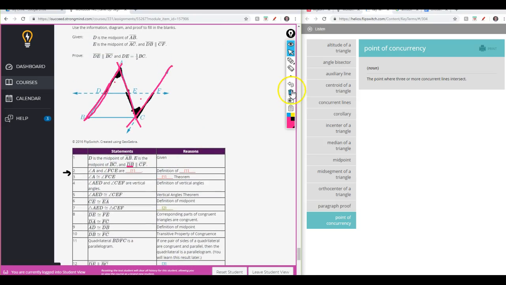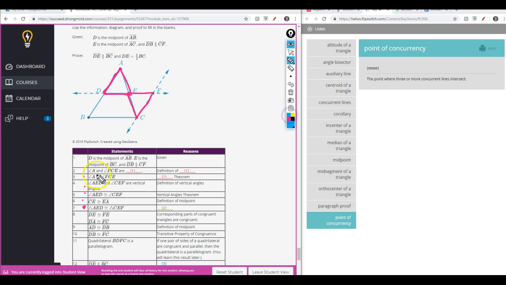So now we're going to jump to number 2. It is stating that triangle AED is congruent to triangle CEF. Okay, before we do that, I'm going to go back through these statements and see what is given. So we have triangle AED right here is congruent to triangle CEF right here.